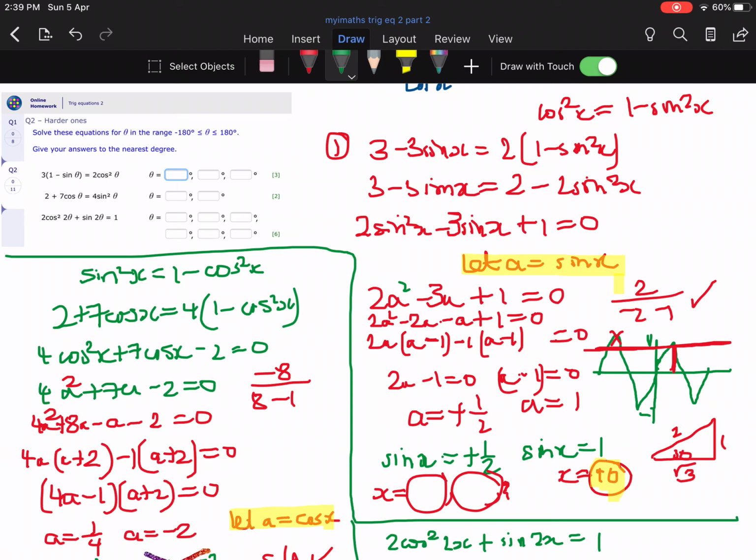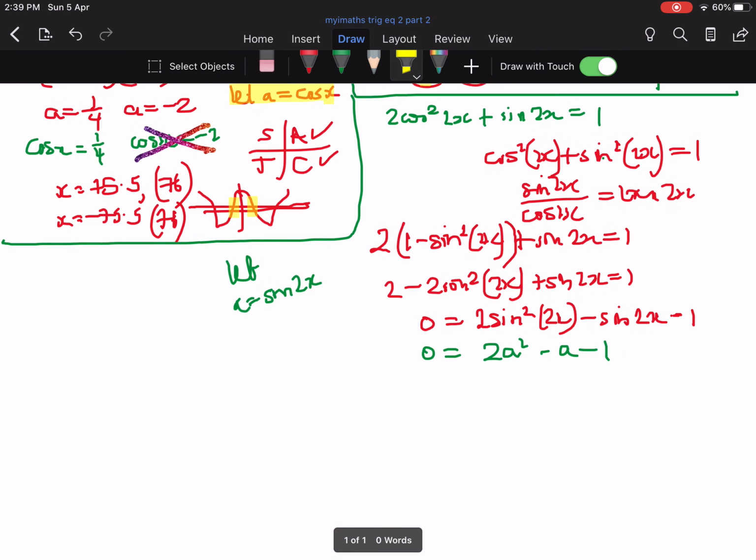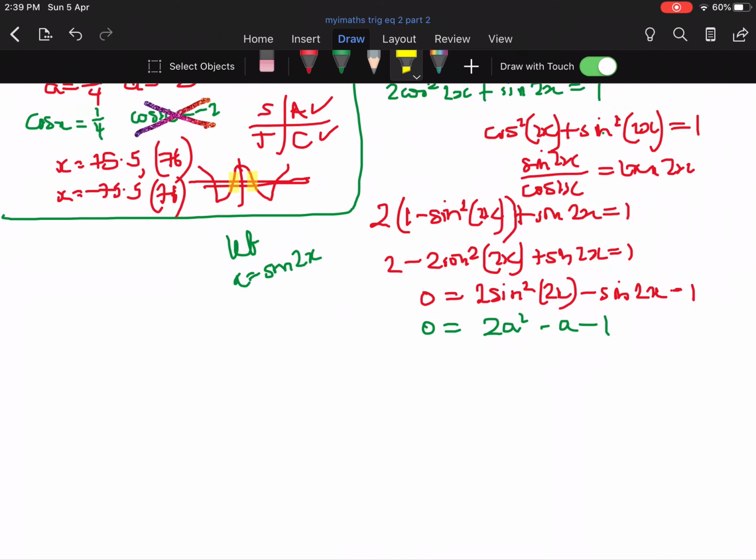So that was plus a half, which if I use my CAST diagram, which I did before, it's going to be in the all quadrant and the sine quadrant. So it's going to be 180 minus 30, which is 150 and 30. Oh my goodness. Glad I got to the bottom of that. So it's not the same, it's different. So let's keep going with this. So this says negative 2. What multiplies to make negative 2 but adds to make negative 1? That would be negative 2 and 1.